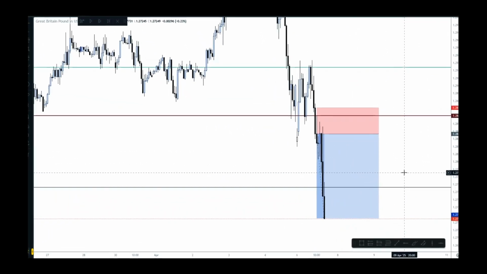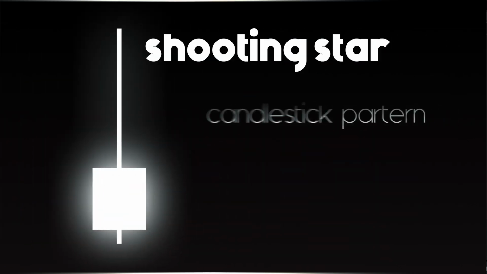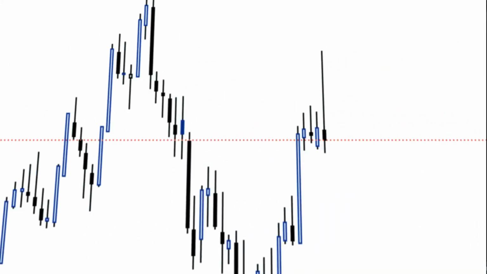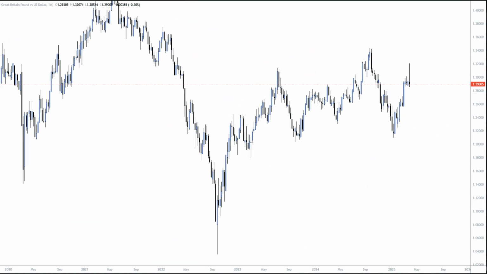This is the easiest way possible you could be profitable on the market. So straight from the weekly perspective on GBP USD, I spotted a candlestick pattern, the shooting star, a bearish reversal candlestick pattern right there on the chart. And guys, again, this is the weekly time frame, and you need to understand that the higher the time frame, the stronger the price action.